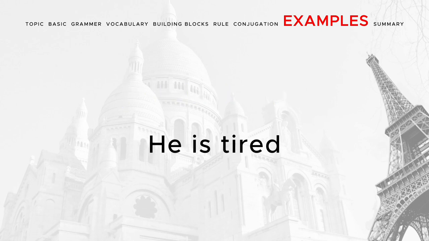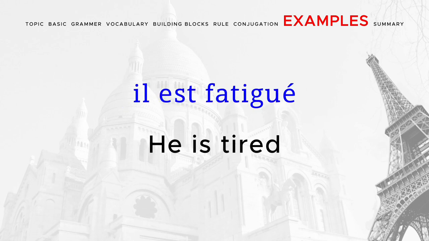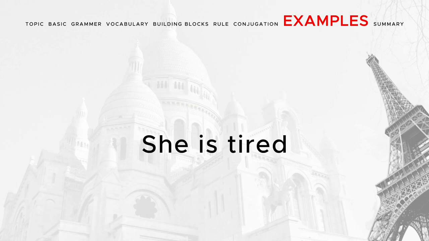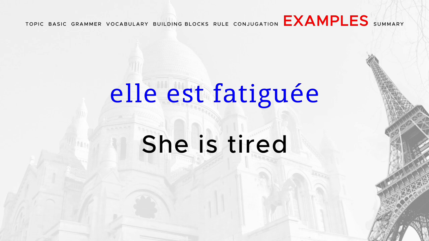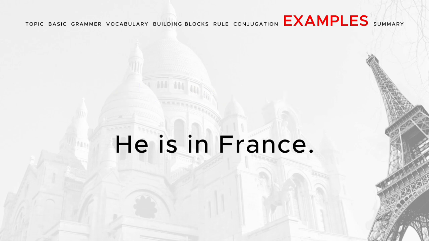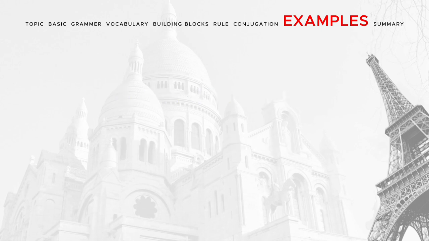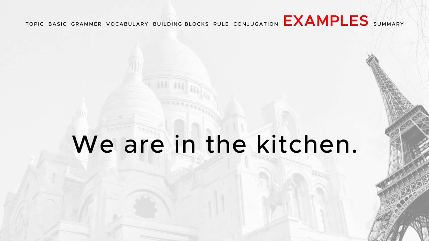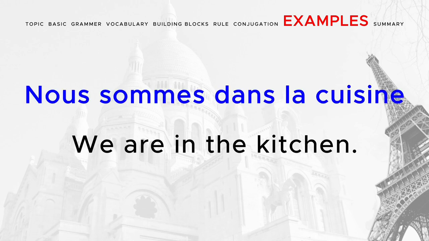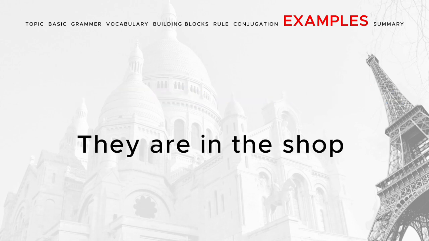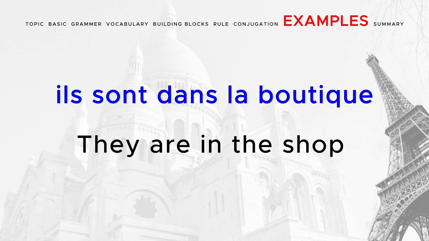He is tired. Il est fatigué. She is tired. Elle est fatiguée. How do you say he is in France? Il est en France. We are in the kitchen. Nous sommes dans la cuisine. They are in the shop. Ils sont dans la boutique.